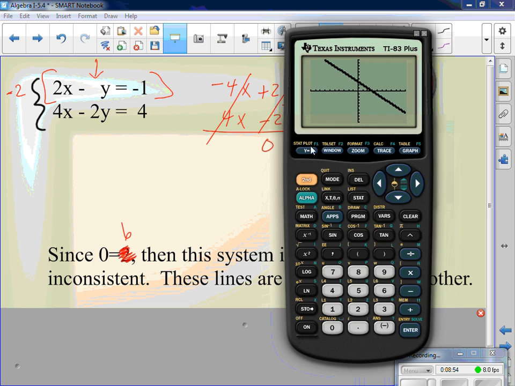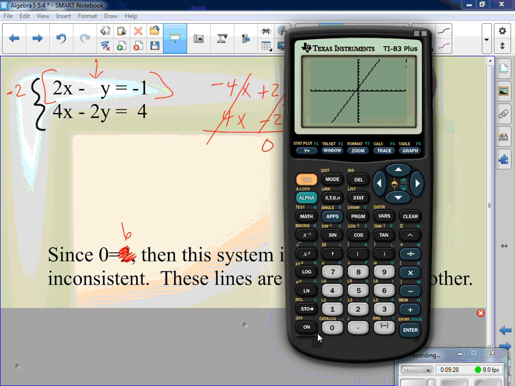If I look and graph them. All right, I got to move the 2x over and change the sign of everything. So negative 2x becomes positive 2x, so negative 1 becomes positive 1. I have to move the 4x over, so I'll do it the same way I did the last time. Negative 4x plus 4, and divide everything by negative 2.